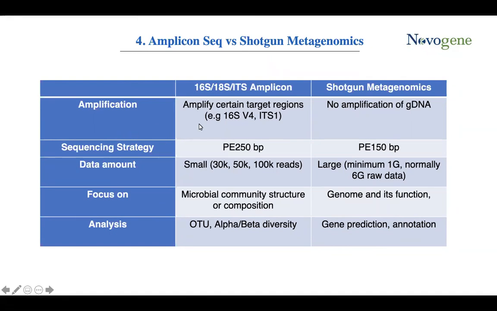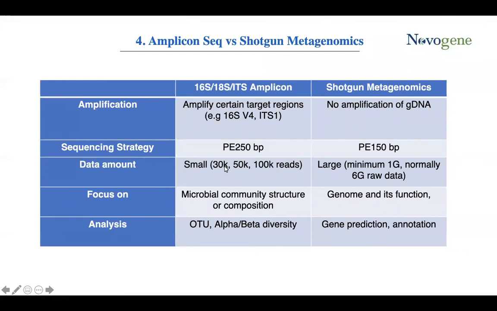So firstly, in amplicon sequencing, we will amplify a certain target region. For example, 16S V4. This is our region of interest. But in metagenomics, we do not do any amplification to genomic DNA. We just use them directly to fragmentize and to proceed to library preparation.